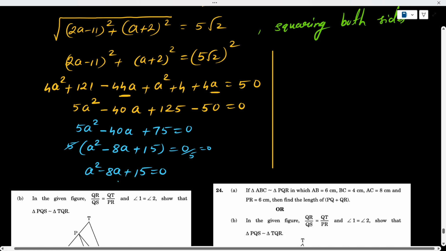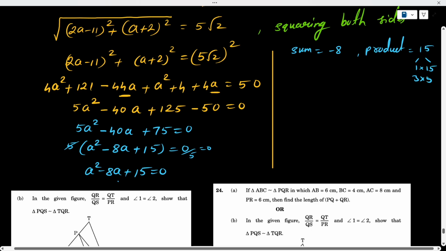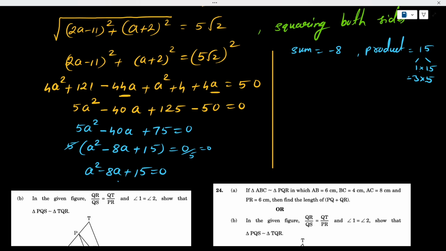The sum of two factors should be minus 8, and the product should be 15. So what are the two factors? You will get it here: first 1 times 15, then 3 times 5. So we'll take 3 and 5, so minus 3 and minus 5. The product is positive 15, and the sum is minus 8.